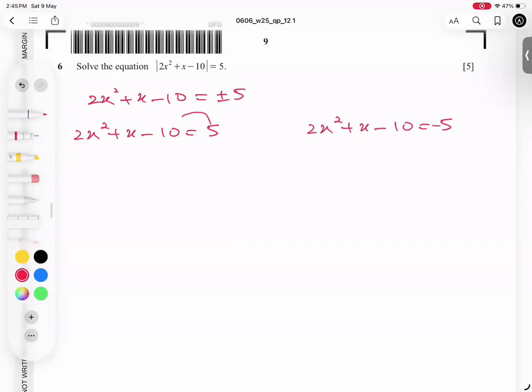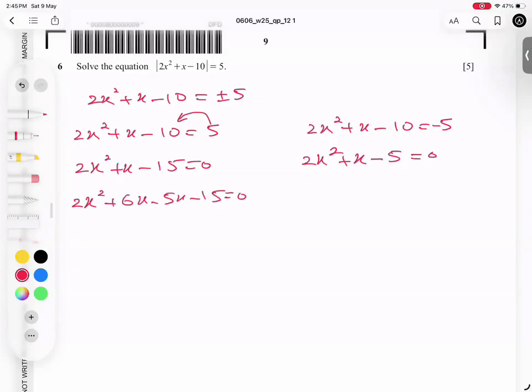Now 5 will come to this side, we get 2x square plus x minus 15 equal to 0. Now 15: 5 threes are 15, and 6 fives are 30, 2 fifteens are 30. Now I can take 2x common, I get x plus 3, and negative 5 common, x plus 3. I'm getting here x plus 3 and 2x minus 5 is equal to 0.